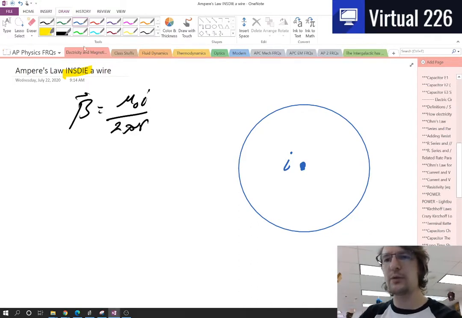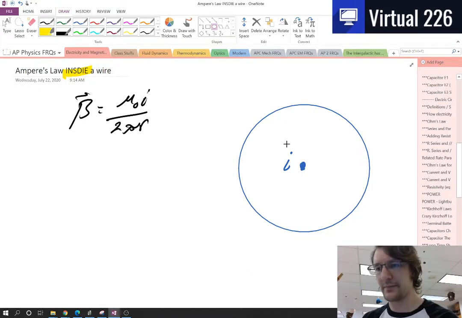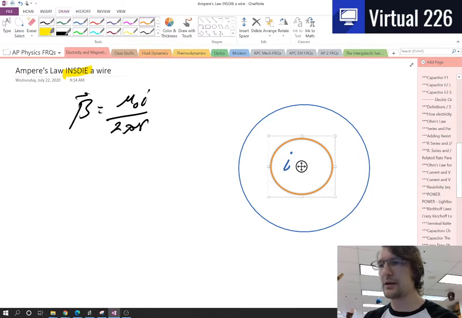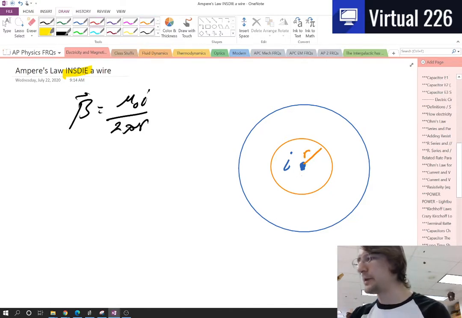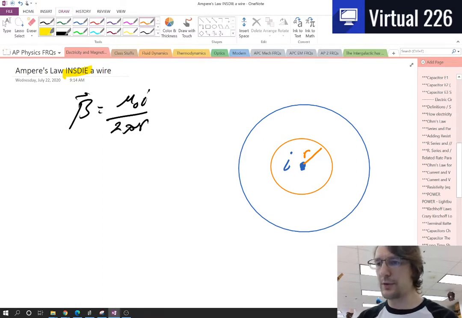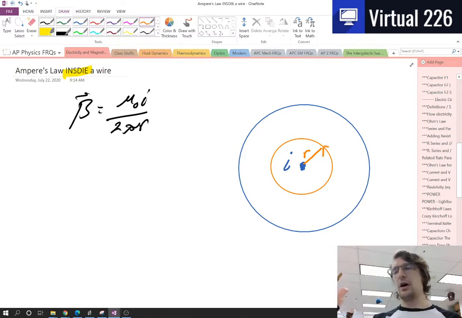Now, if we were to create for ourselves an Amperian loop inside of the wire, we'd have an Amperian loop that looks like this, where this loop is centered on the wire. It is some radial distance away, r. And the cool thing about this loop is that our thumb points in the direction of the positive current, so we wrap our fingers in the direction of our Amperian loop. Thumb points in the direction of current, so this current's positive.